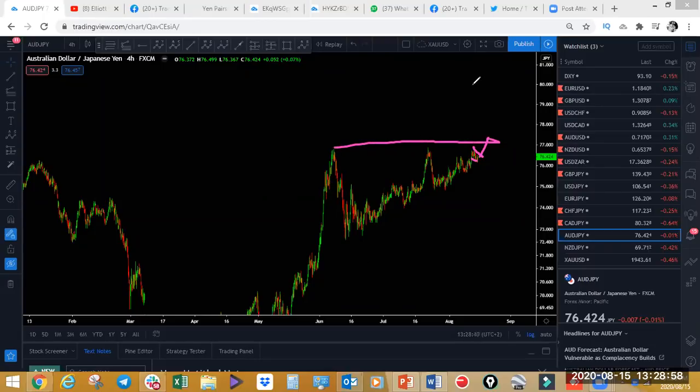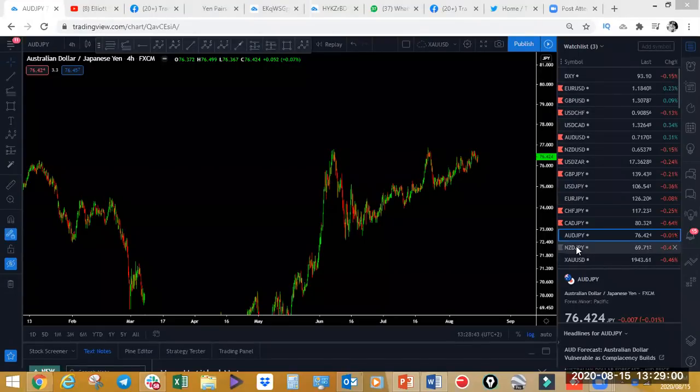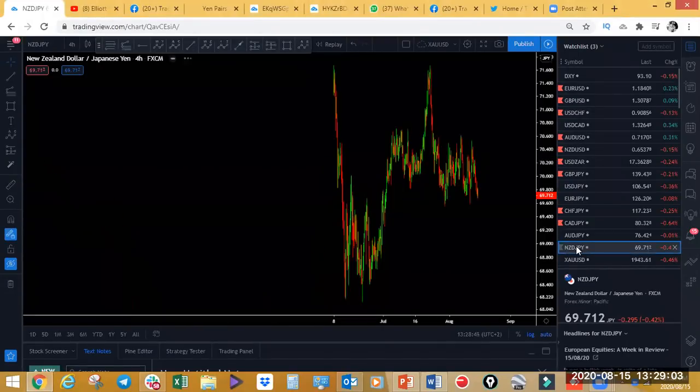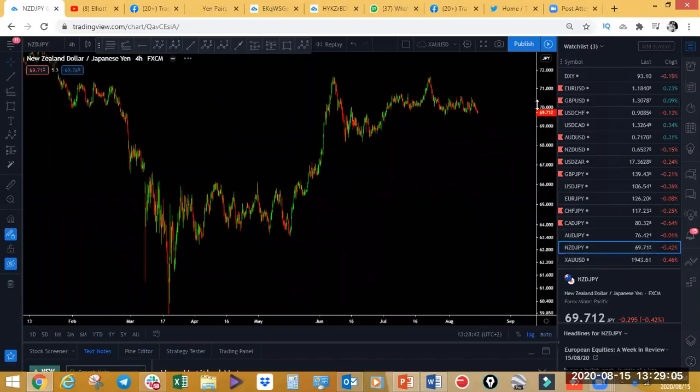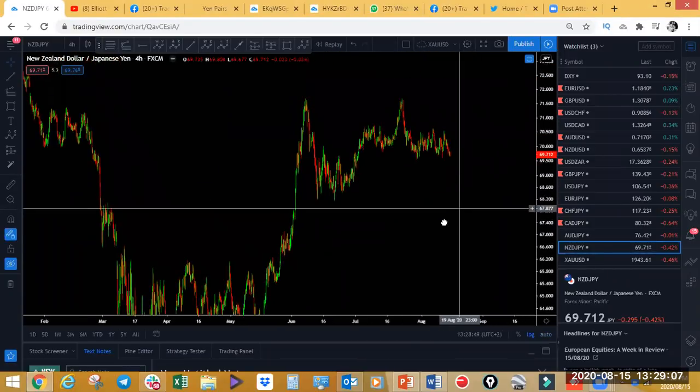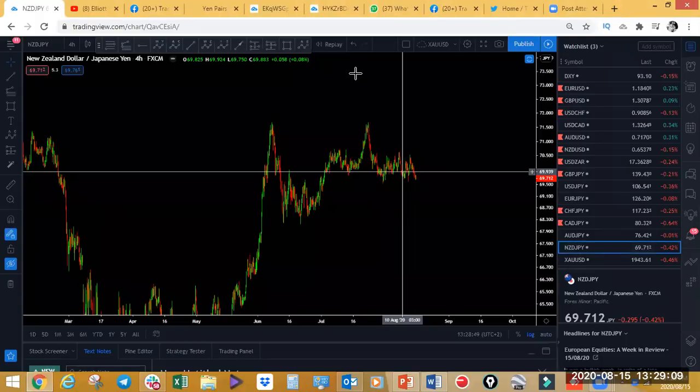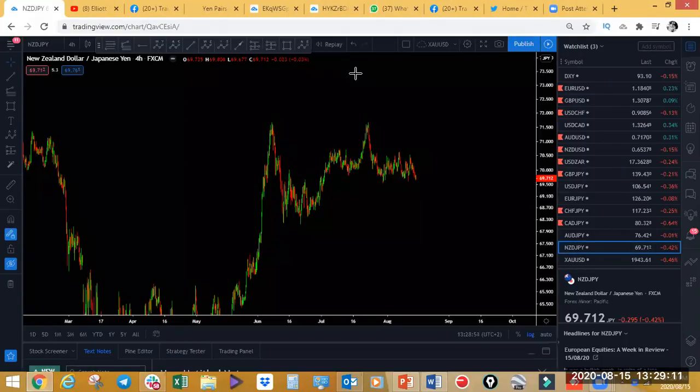Right, so this is AUD yen and the New Zealand yen. New Zealand yen, you'll see why, as I've mentioned earlier on, I was saying the New Zealand will be weak in the coming sessions. New Zealand last week broke out of this structure, but did not go anywhere. It made another correction and is breaking it down again.